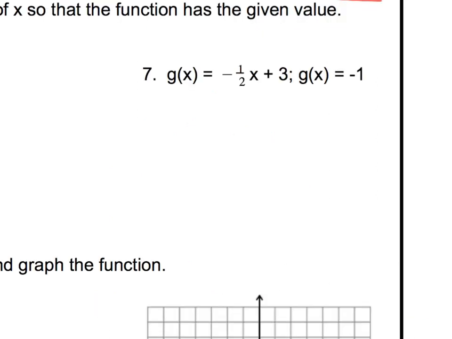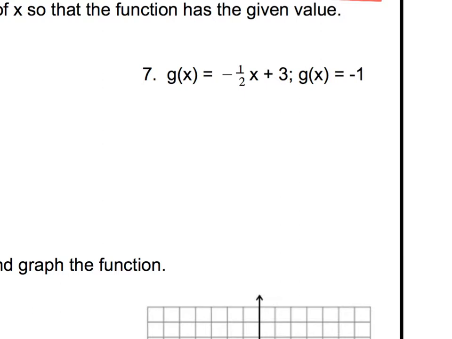What's the name of this function? G. It really is a shame. We could name him like Sam or Susie or something. In the future, we should do that. Because it really doesn't matter what you name them. G is fine, though. G of x is equal to negative 1/2 x plus 3. And then g of x is equal to negative 1.